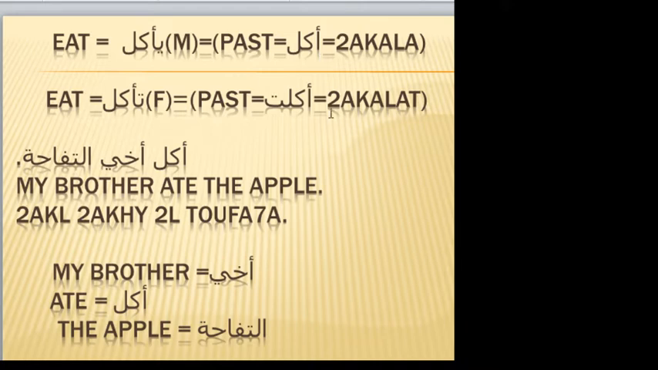The first verb is يأكل. يأكل for males and also in the present tense. But the past of يأكل is أكل. أكل. أكل for females تأكل. But in the present tense, the past of it أكلت. أكلت. For an example, أكل أخي التفاحة.